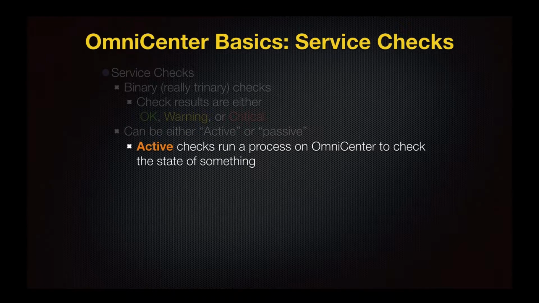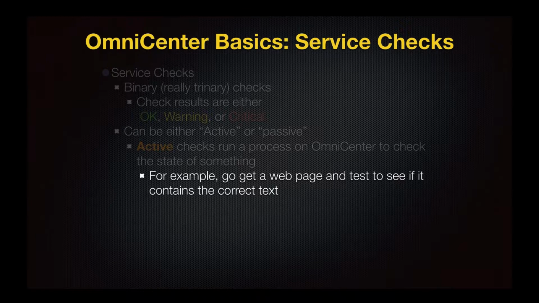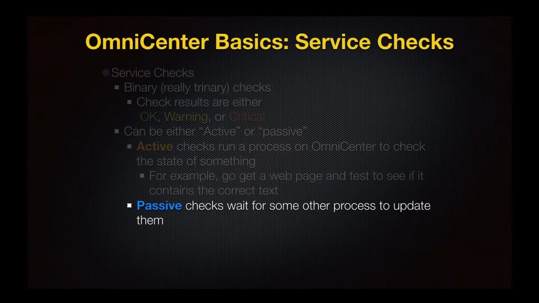Active checks are when OmniCenter goes out and does something, like fetching a web page and seeing if it's got the right text on it. Whereas a passive check is going to wait for something to update it. And this is something, for example, like syslog, where we're waiting for syslog to be sent to us. And when syslog comes in, if that syslog message has something in it that needs to generate an alarm, it will trip via a passive mechanism.